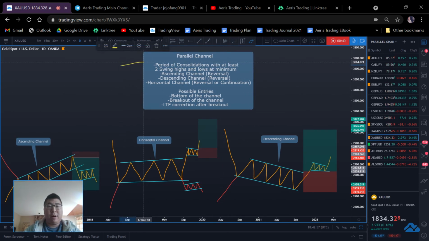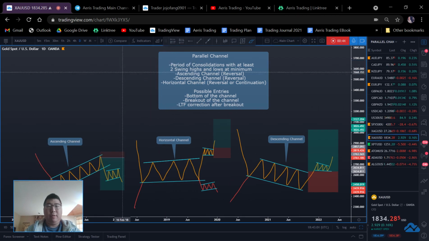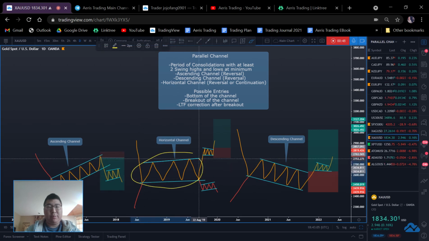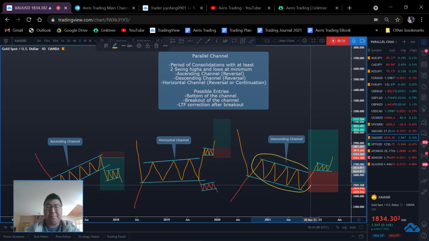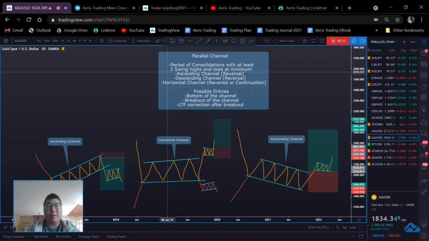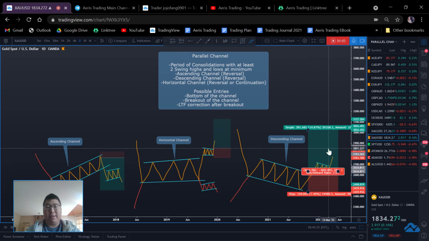Just like any other correction that I always talk about, we need to see a period of consolidation. A period of consolidation can be any one of these where there are at least a few swing highs and a few swing lows. The minimum that we need is two swing highs and two swing lows, but obviously the more the better. The more of these, the better the correction, and the stronger the next impulsive phase that will happen.